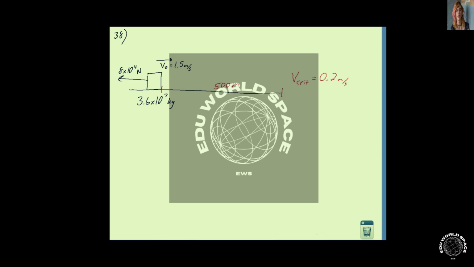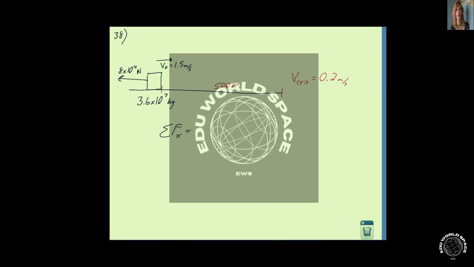And if it does hit the reef, is the oil safe? If the speed as it hits the reef is anything bigger than 0.2 meters per second, then the tanker is going to get damaged and we're going to spill oil everywhere. So this thing is going to accelerate as a result of the force. Let's first find the acceleration of the tanker with our good friend Newton's second law.